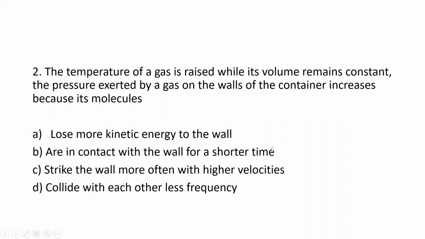The temperature of a gas is raised while its volume remains constant. The temperature of the gas is increased, but the volume remains constant. The pressure exerted by a gas on the walls of the container increases because its molecules... So here they have given three factors: the temperature is increasing, volume is remaining constant, and pressure is also increasing. Due to increase in temperature, the root mean square velocity increases.